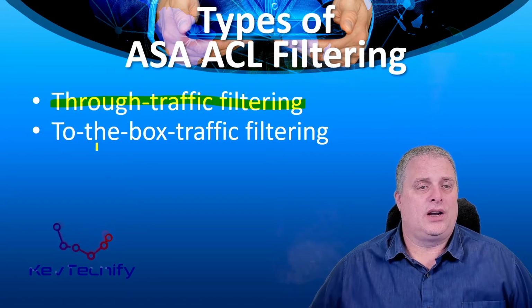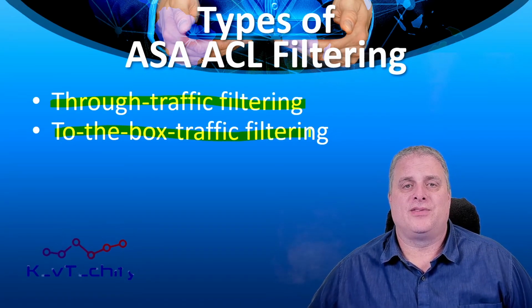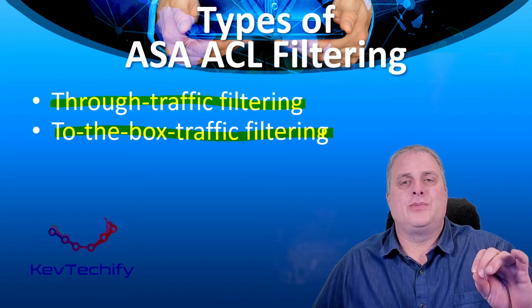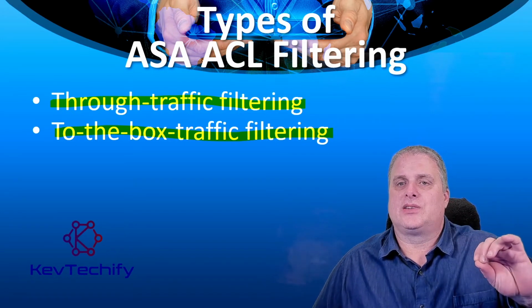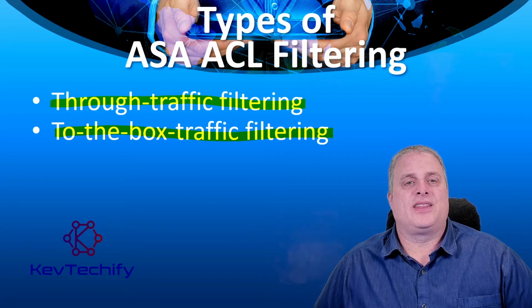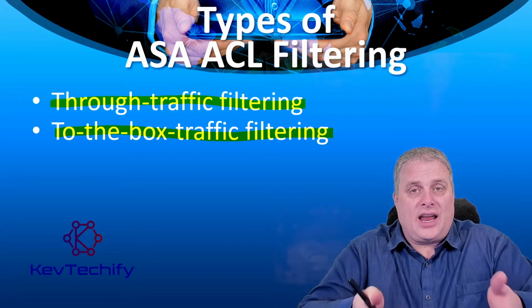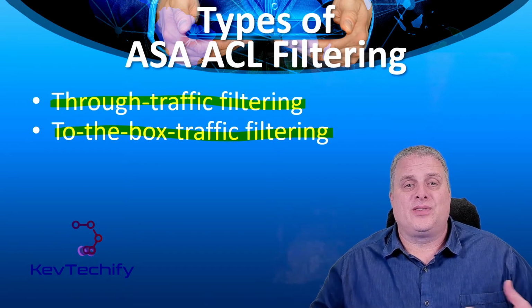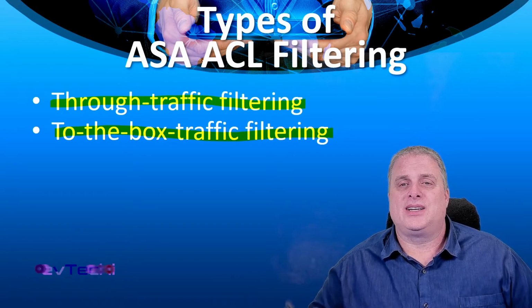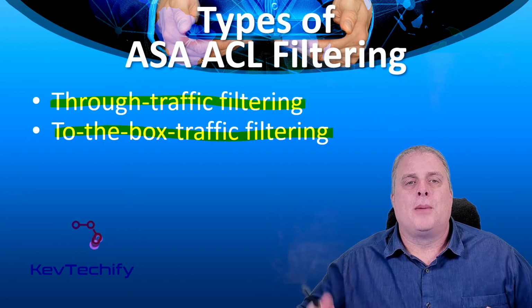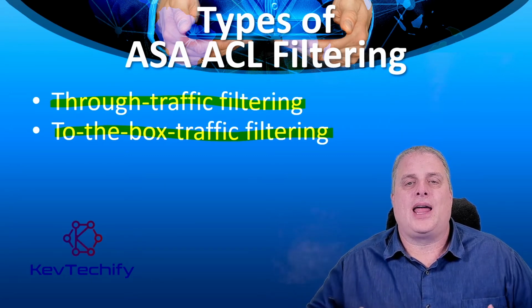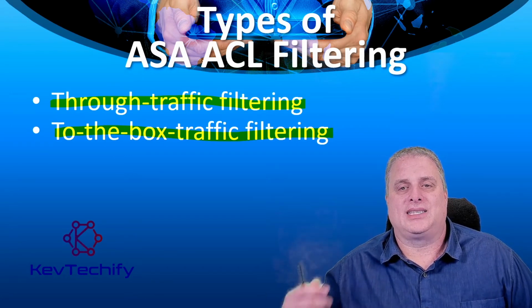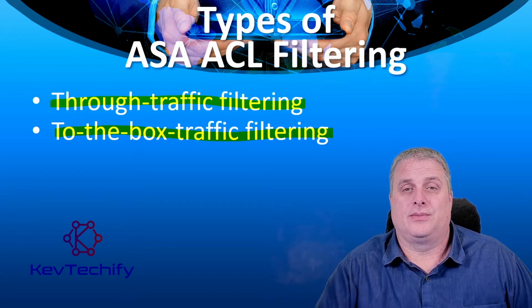The second one here is to-the-box traffic filtering. This is for management access, so you create a management access rule that applies to traffic that terminates on your ASA firewall. ASA devices differ from their router counterparts because of interface security levels. By default, security levels apply access control without an access control list configured.